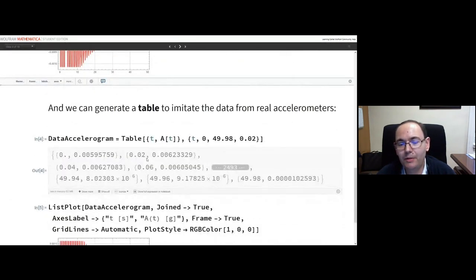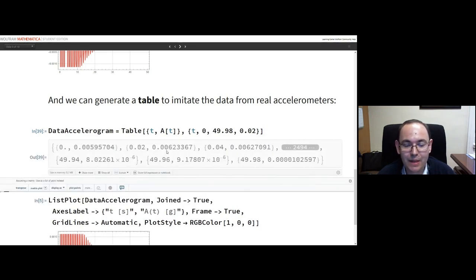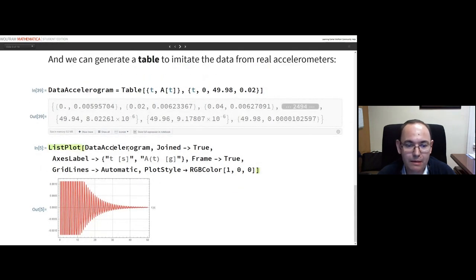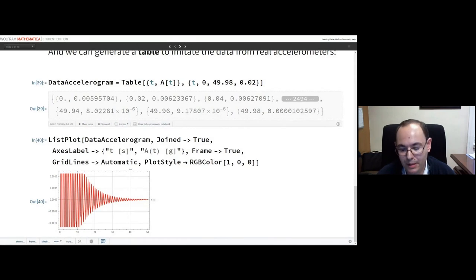If you have an accelerometer, you will really have data point by point. So we will generate a table similar to this previous plot. If you see slight changes in the numbers here, it is because we have added a random noise. So we will generate the data, and it is here with the result. And we can plot this again. So we have more or less the same plot that we had before, but with point by point data.